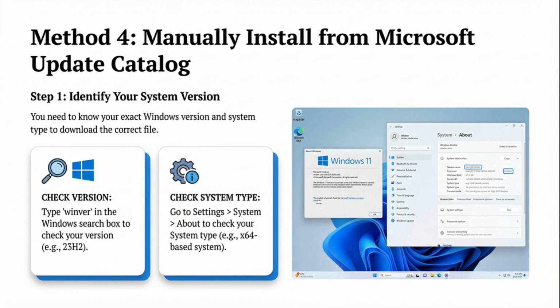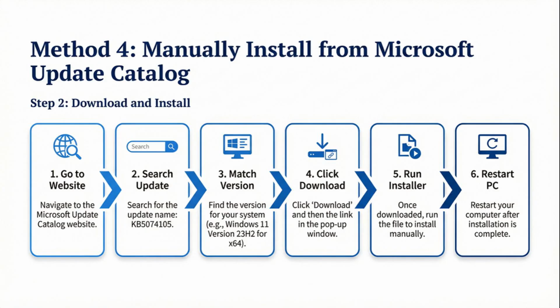Before manually installing updates, it's important to identify your system version. This ensures you download the correct file from the Microsoft Update catalog. Once you've identified your system version, you can download and install the update manually from the Microsoft Update catalog.